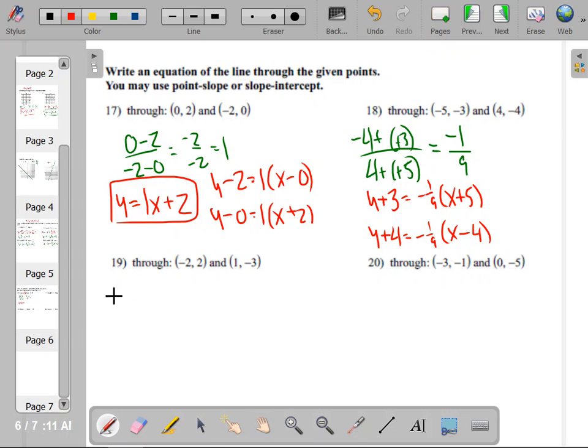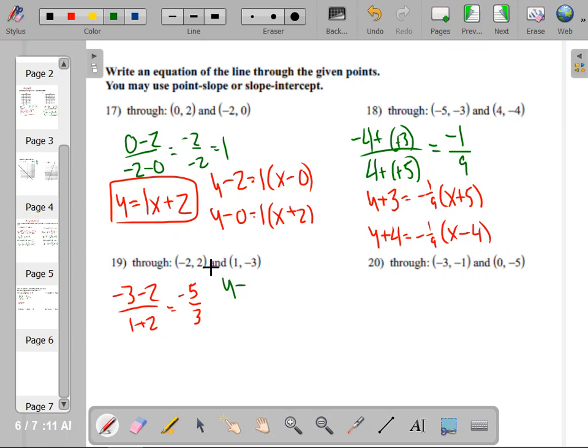Last two, find the slope. -3 minus 2 over 1 minus -2, which is 1 plus 2. That's -5/3. There's your slope. Again, I'm not given the y-intercept because I don't know when x is 0. So if you want to solve it, you can, but I'm just going to use point slope.